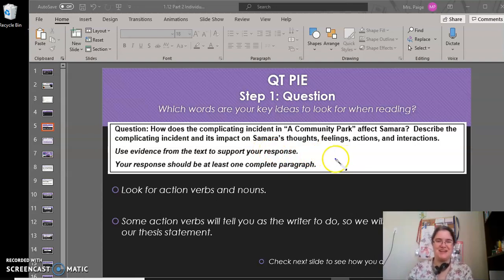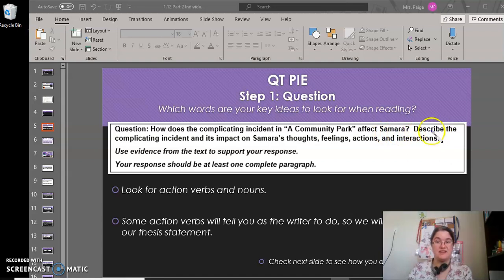And click next. Alright, so what we do is we look for action verbs and nouns that are within the question itself. Some of those action verbs are only going to be for us as the writer, so we're not going to use those when we do the thesis statement, but it's good to note what we need to do. So, how does the complicating incident, complicating incident, that's definitely one. In a community park, although important, we don't really need to include the title. You can if you feel like it. Affect, that's an action verb. We definitely need that one. Samara, that's a noun. We need that one.